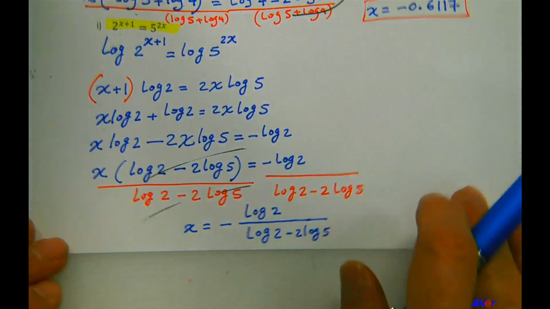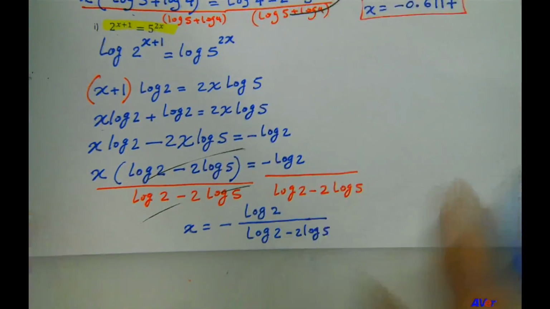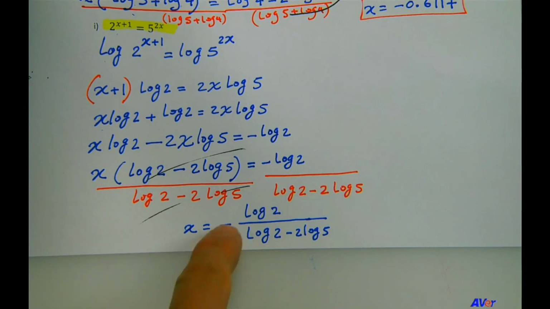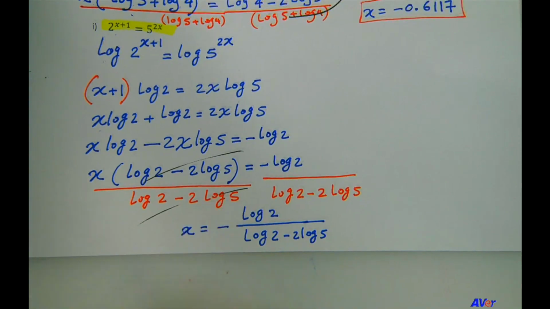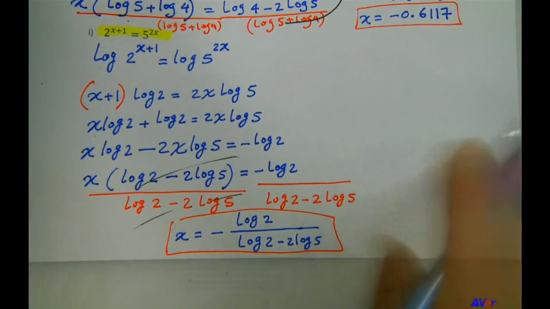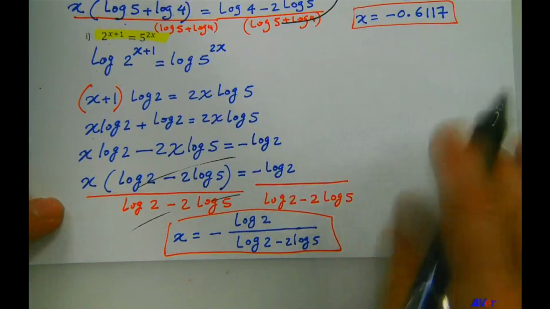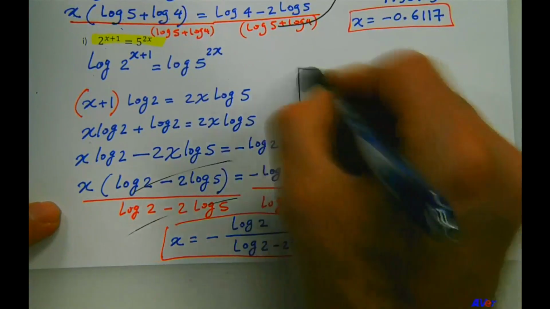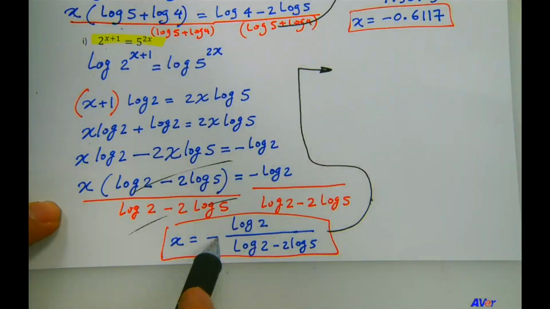Don't make that error. So now you can leave your answer like this, and it would be acceptable. Or you can write the answer such that this minus is already inside the fraction. It's not dangling here in front. How can you do that? You can bring it down and distribute it to the terms in the denominator.